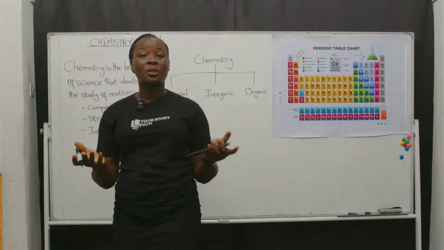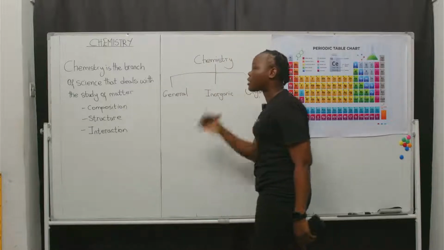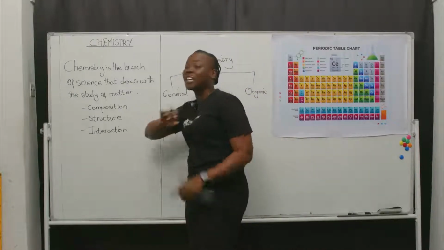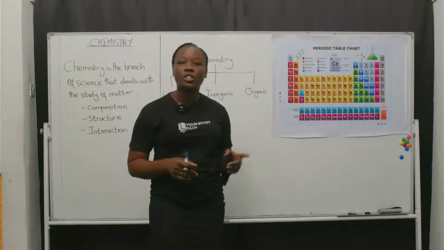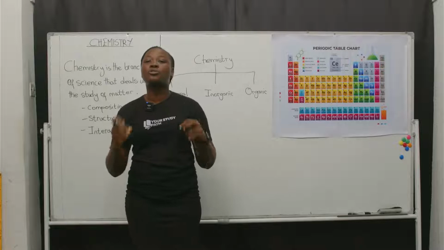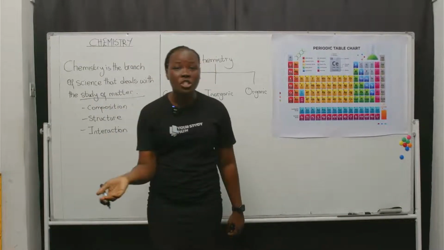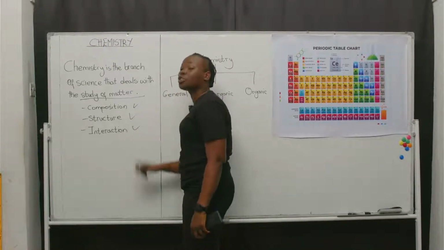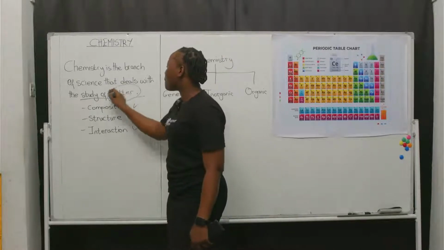But let's start off. Chemistry, we all know, is a science subject, right? What exactly is chemistry? Chemistry is a branch of science that deals with the study of matter. That means everything in chemistry is about matter. Everything, the calculation, the theory, all aspects of chemistry is about the study of matter. So we talk about the composition, right? We also talk about the structure, interaction, and also transformations that involve matter.